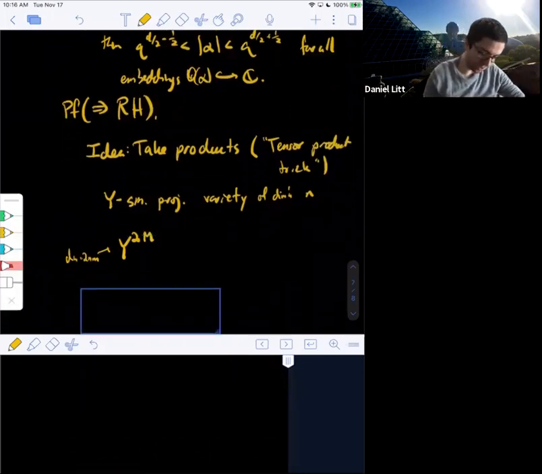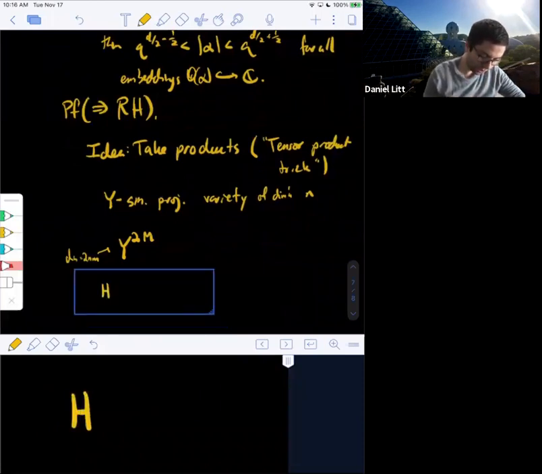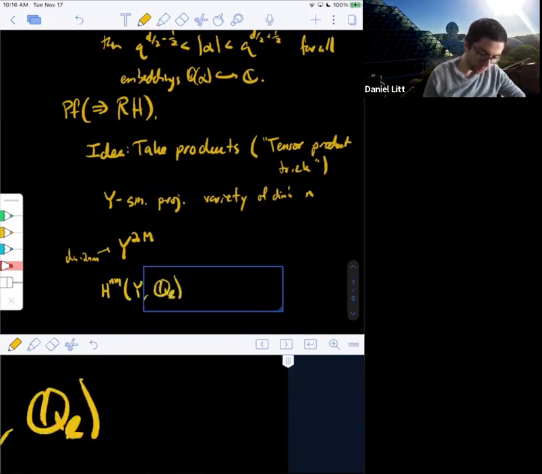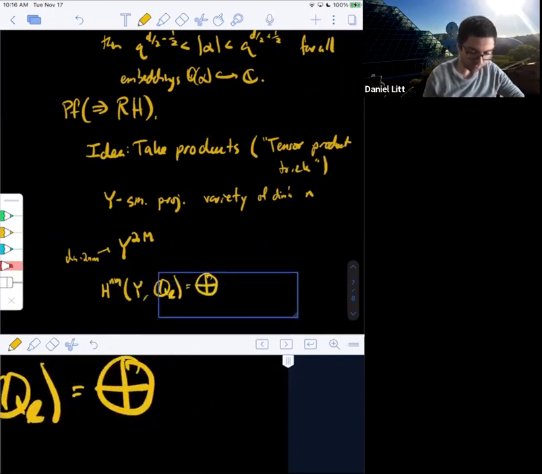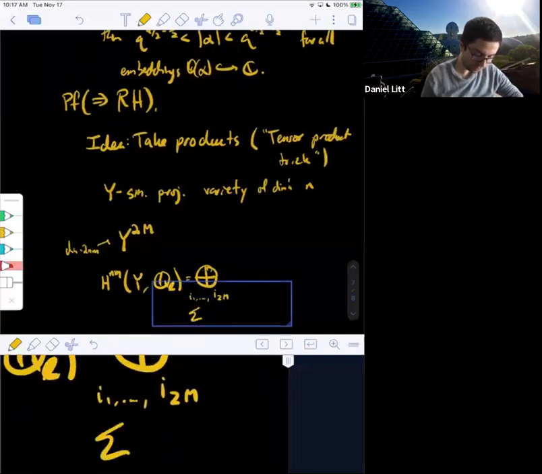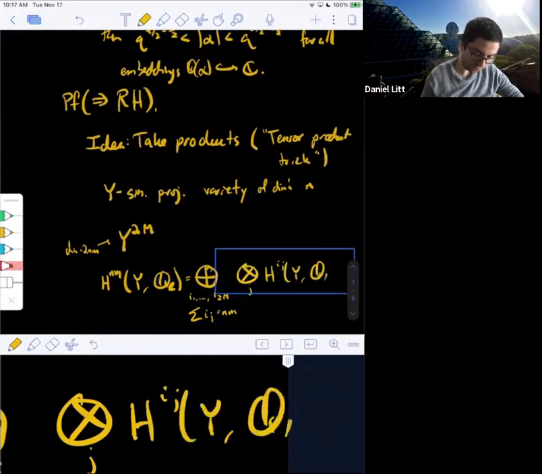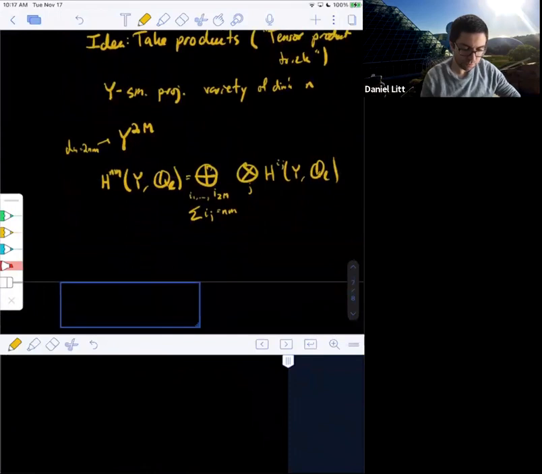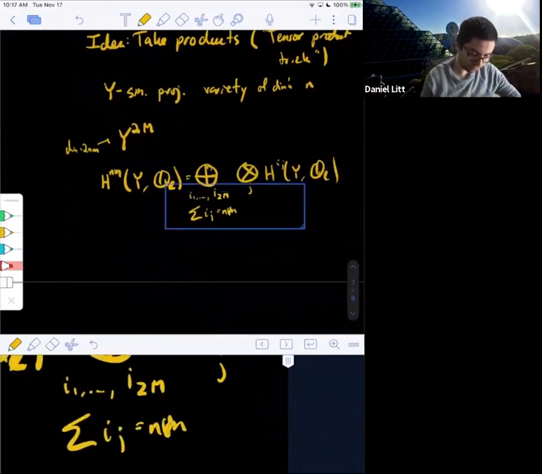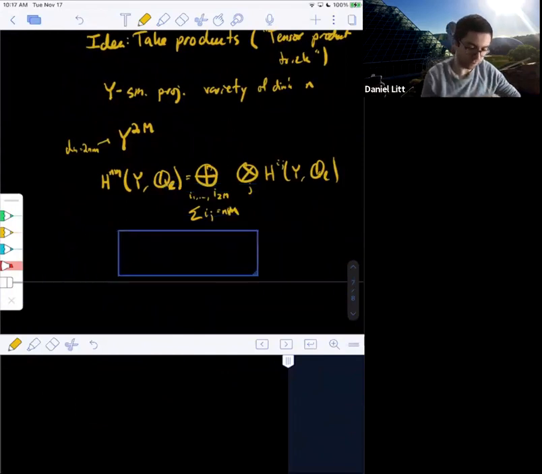Okay, so let's look at its middle cohomology. H^(nm) of Y^(2m) with coefficients in Q_l looks like the direct sum over i_1 through i_2M such that the sum of the i_j equals nm of the tensor product of H^(i_j) of Y with Q_l coefficients, over j. Do you guys agree with this? Sorry, this should be a capital M. This is just the Künneth formula.